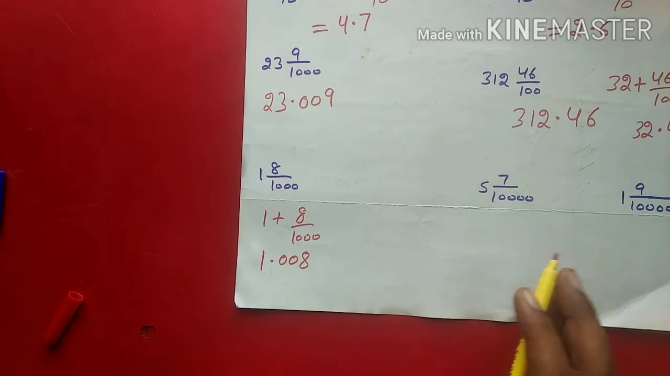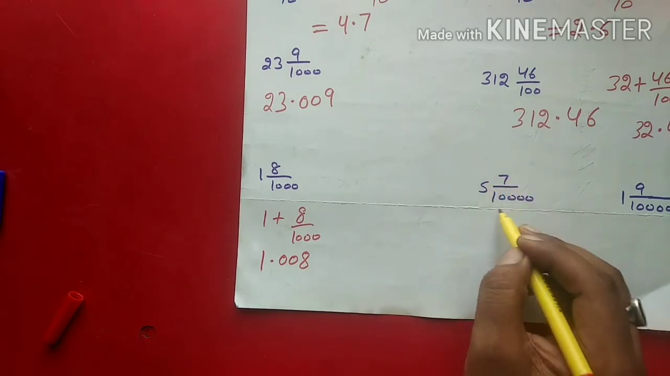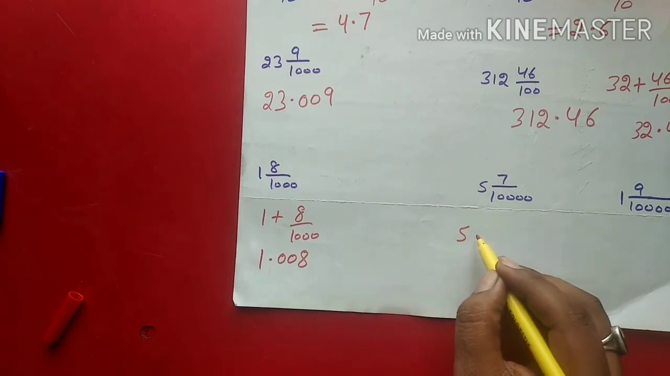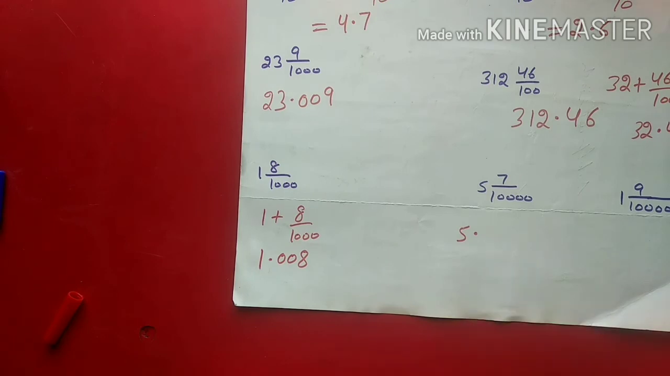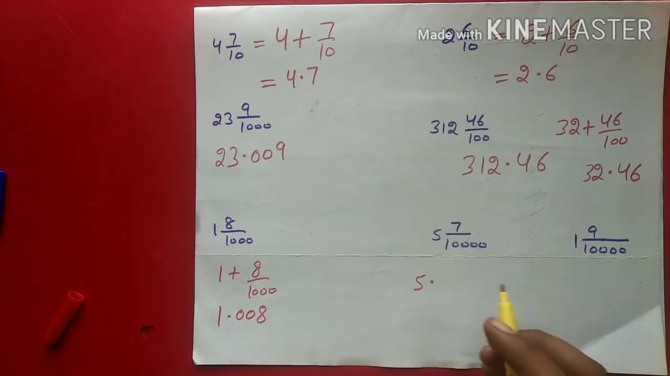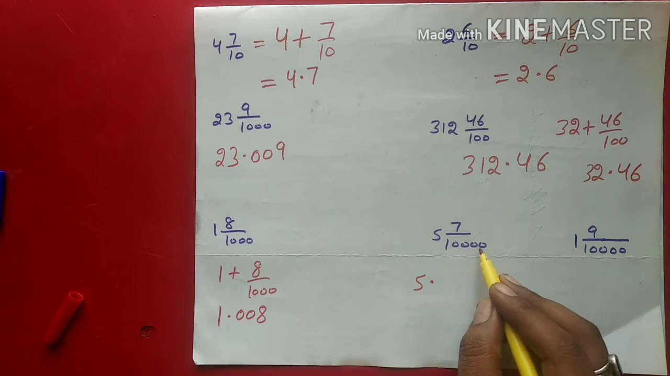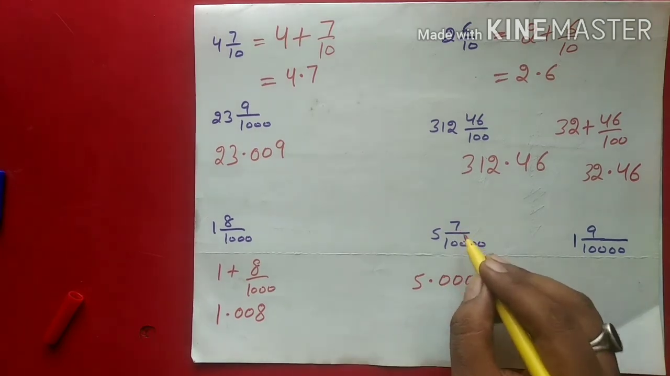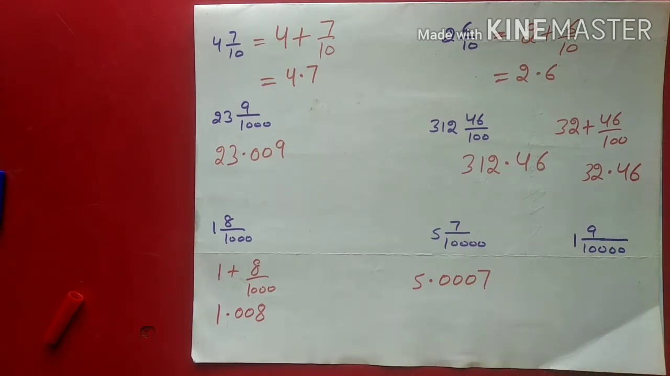Now 5 and 7 by 10,000. So how will you see this? 5 decimal. Now 5.1234. 1, 2, 3, but there is 1 digit, that is 7. Okay, so you can see after decimal how many digits are there? 4 digits. In order to make 4 digits, I will have to add 3 zeros after decimal along with 7. So this is my answer.